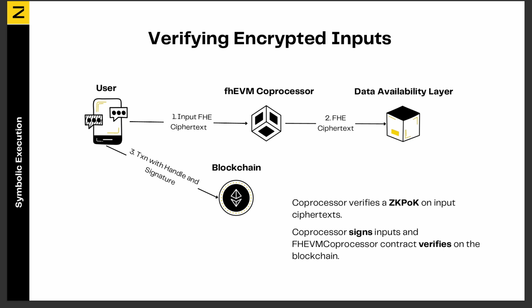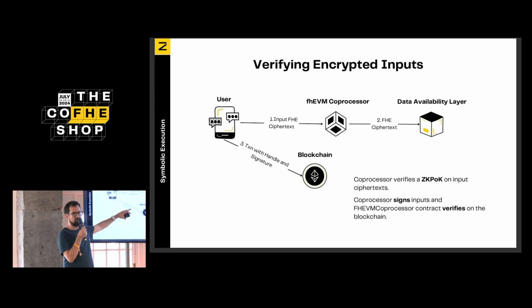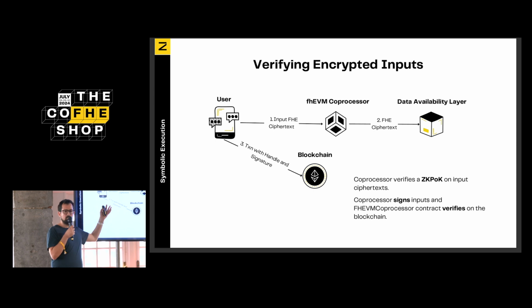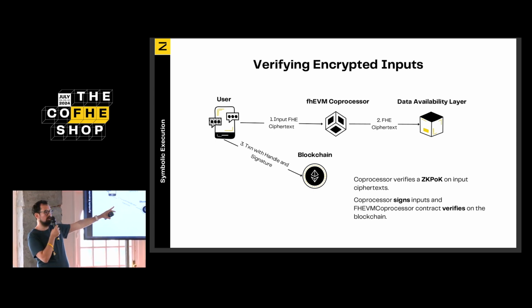And the reason for signing is that when the user later uses the handle in a normal transaction, we want to make sure that the user cannot just come up with some random handle that doesn't have a ciphertext in the DA layer. So if the signature doesn't match, we will just fail on the blockchain itself. If it matches, then if it verifies, it means that the coprocessor signed this input.